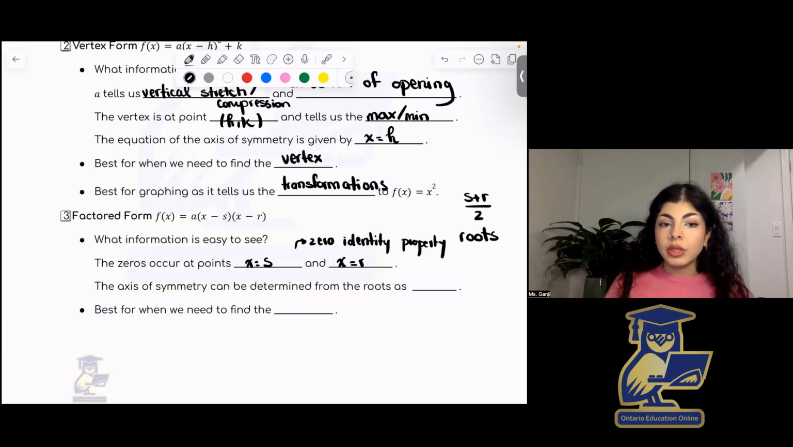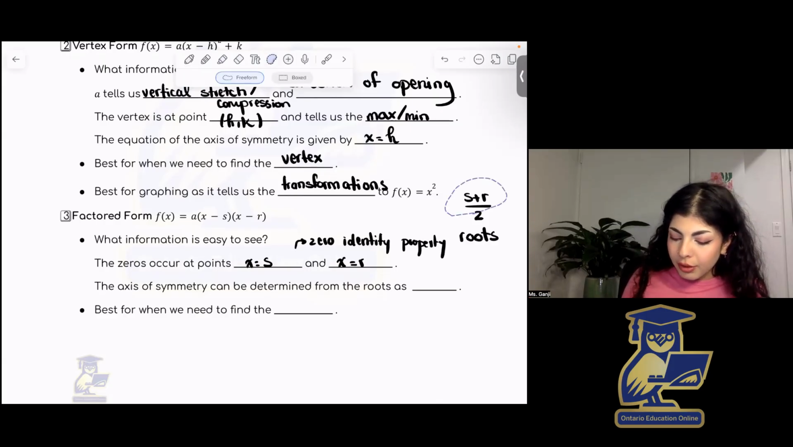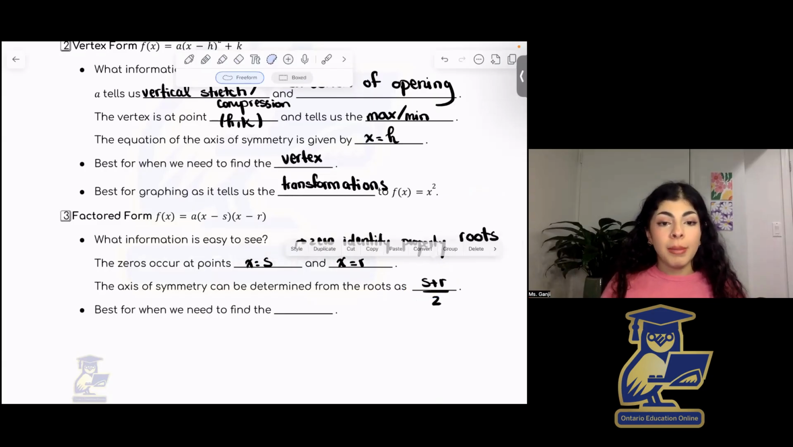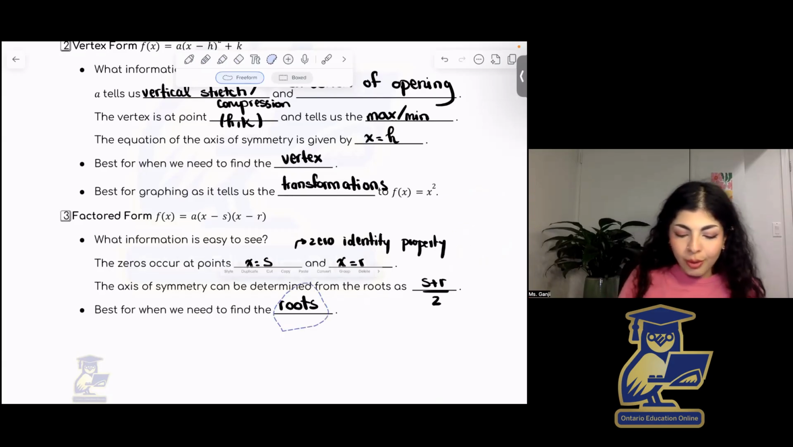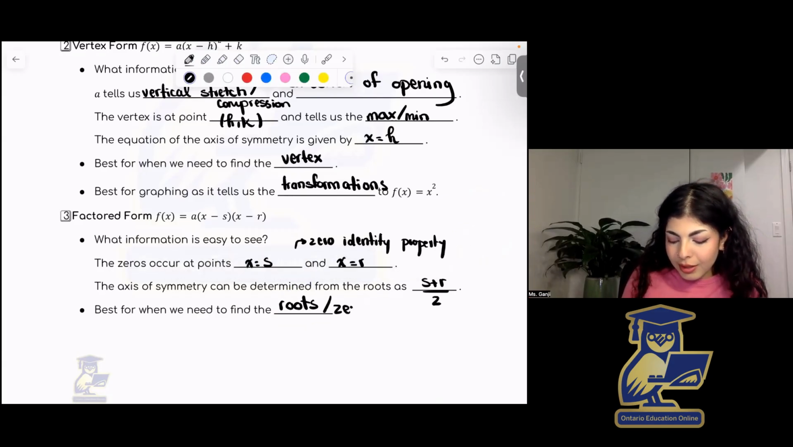And if you set those equal to 0, for one solution you get s, and for the other solution you get r. And the axis of symmetry can be found from this function by (s plus r) divided by 2. So considering the roots are at s and r, then we know the axis of symmetry is between the two roots, so it will be the average of them, so (s plus r) divided by 2. And this is the best for us when we need to find the roots or the zeros or the x-intercepts. So any of these answers here would have worked.